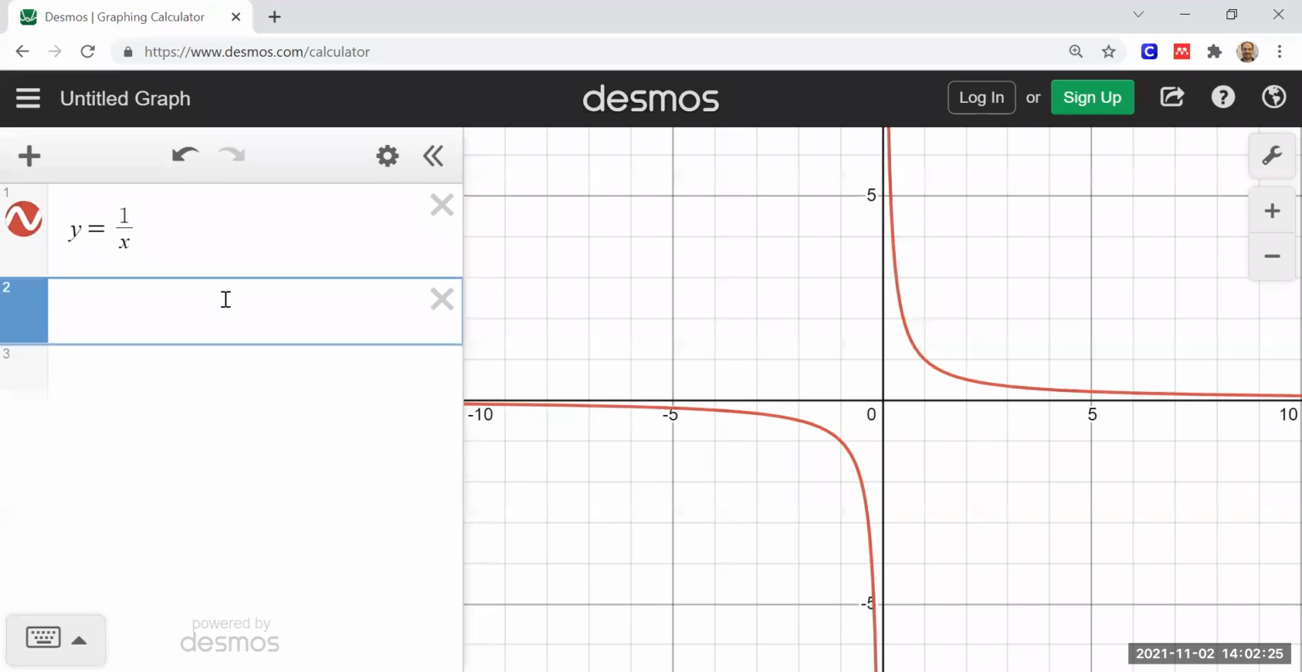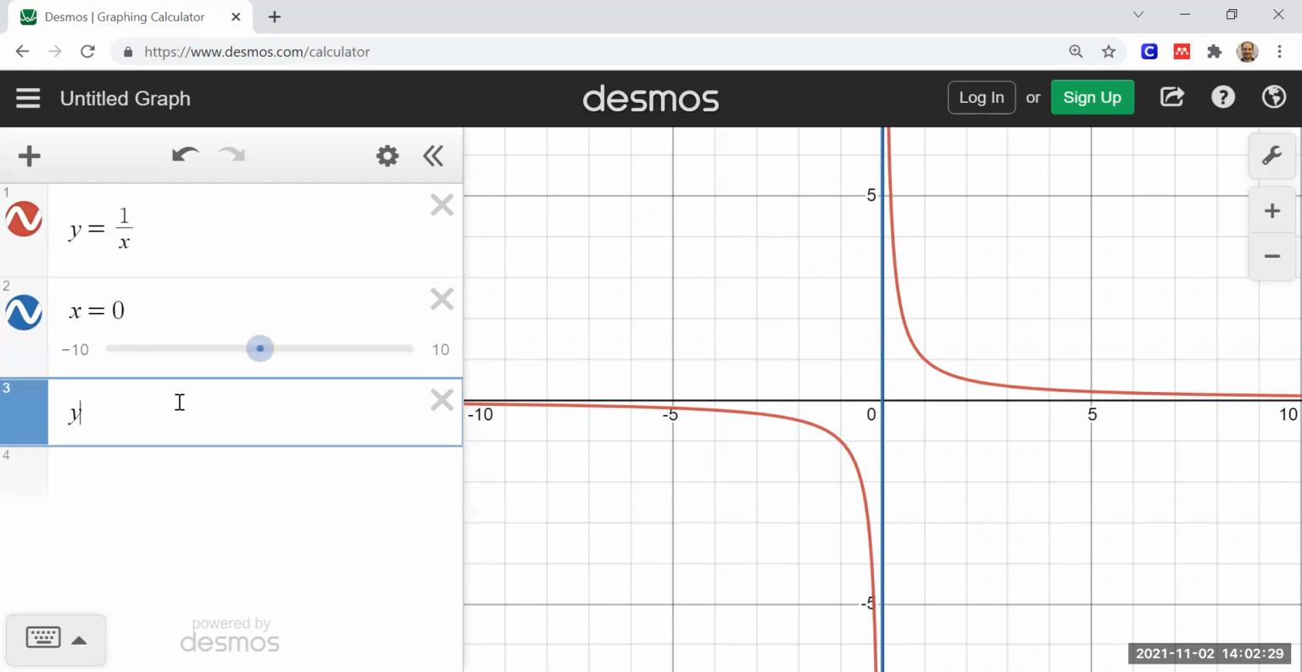So I have 2 asymptotes, a vertical one and a horizontal one. x equals 0 is my vertical asymptote. y equals 0 is my horizontal asymptote. This graph never crosses those lines. That is what we're going to use to graph this, that feature of these graphs.